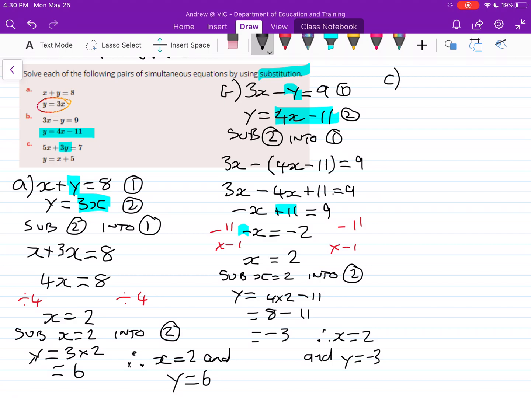So we have 5x plus 3y is equal to 7. That's equation 1, and we have y is equal to x plus 5. So we're just going to do the same. We're going to sub equation 2, which is our y, into 1.